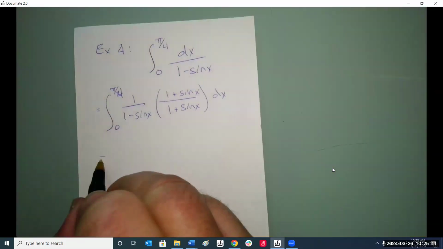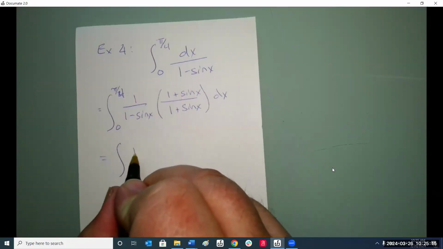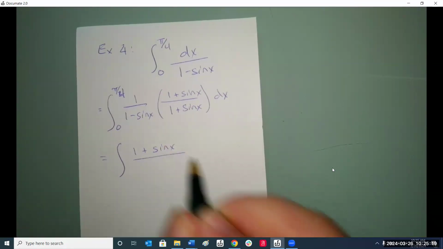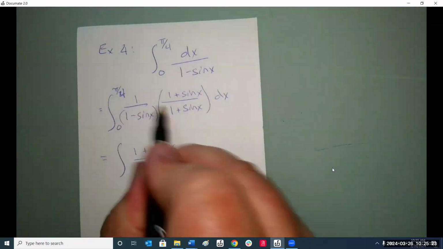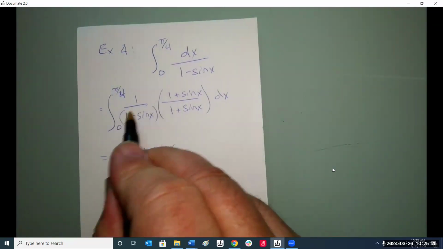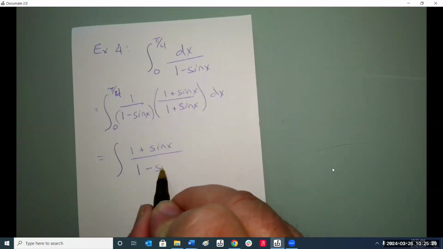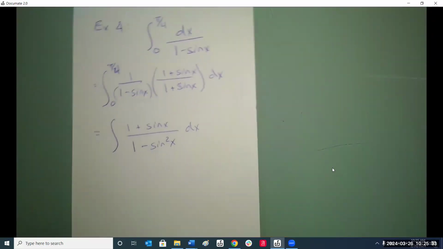Now we go ahead and FOIL or multiply together. 1 times that, on the top, we have 1 plus sine x. And on the bottom, 1 times 1 is 1. Positive sine x, negative sine x cancel. Negative sine squared x dx.